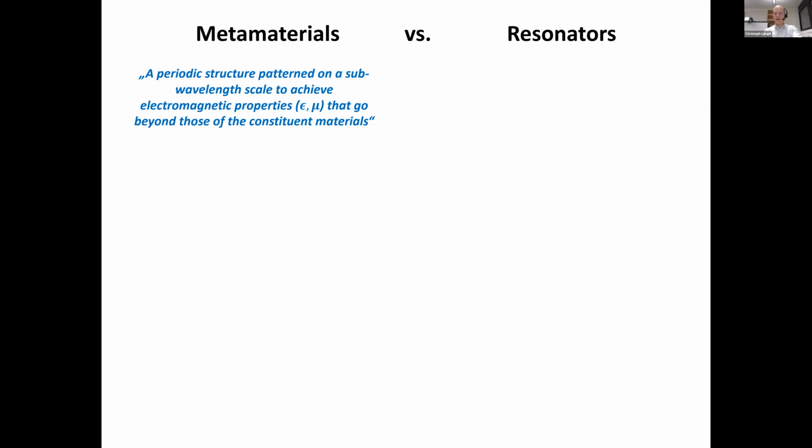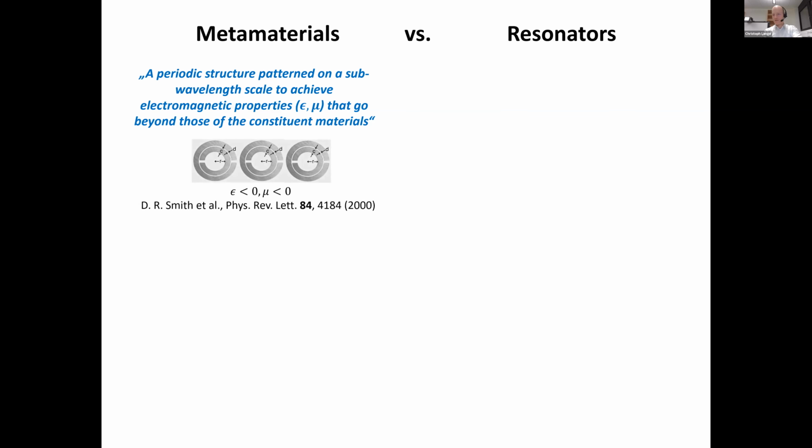And you can do this in a way that goes beyond what you can do with the constituent materials, so beyond what natural materials can do for us. Examples by no means complete, because this is an extremely wide field. So just a glimpse into this multifaceted terrain, so to say.